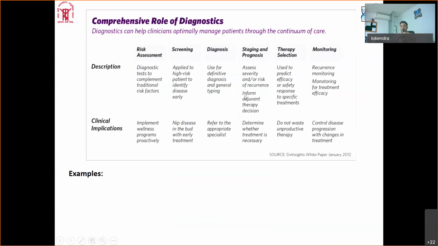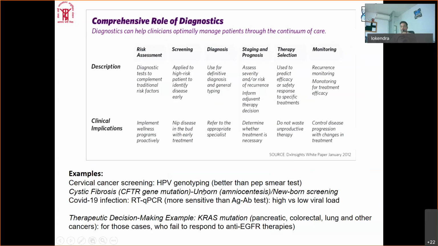And if we talk about molecular diagnostics, I can give you some examples. Cervical cancer screening: cervical cancer is the second most common type of cancer in India. Previously it was number one, now it has been replaced by breast cancer.